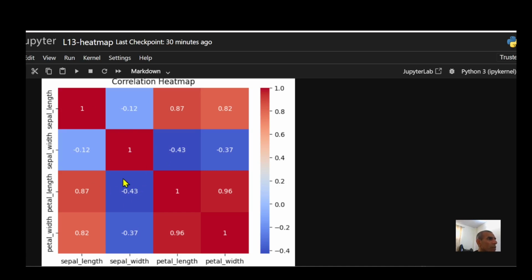Same thing over here. You can see that this is minus 0.43, minus 0.43, 0.82, 0.82. So this is one of the characteristics of the heat map for a correlation matrix.